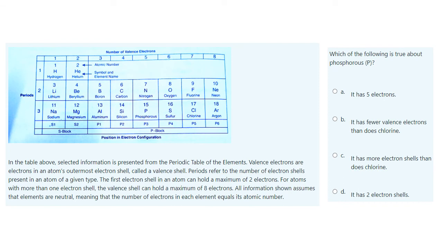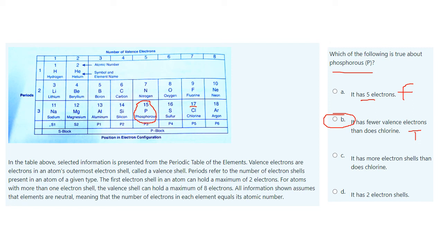Which of the following is true about phosphorus? So this time we're looking at phosphorus. If you find it in the table, it is here. It's got an atomic number of 15, so there will be 15 electrons. It's in the third period, so there will be 3 valence shells. 5 electrons is not true. It must have 15. It has fewer valence electrons than chlorine. Well, chlorine has 17 and phosphorus only has 15. So this is true. It does have fewer than chlorine. So B looks like the correct answer.